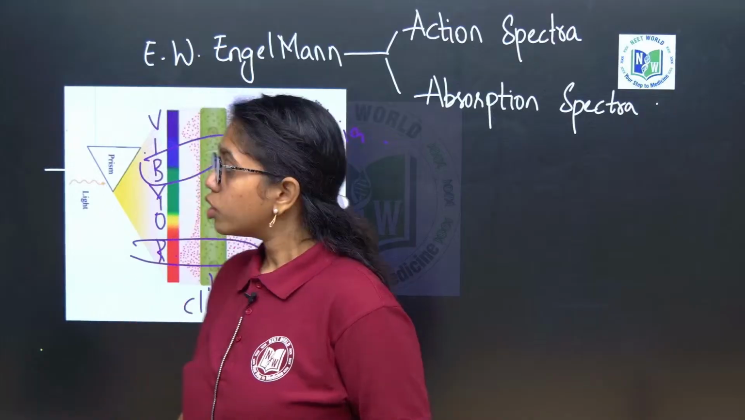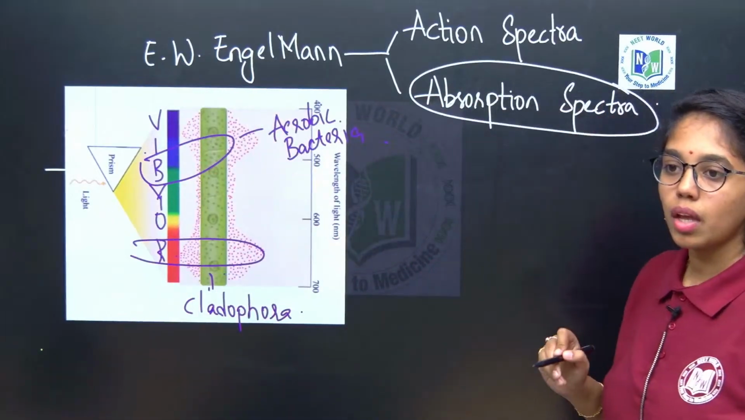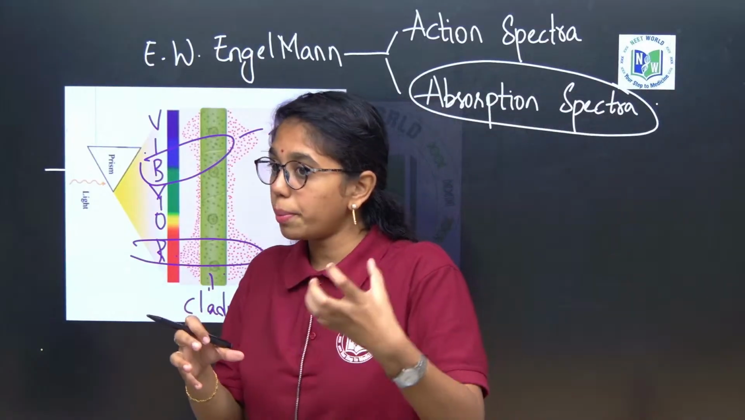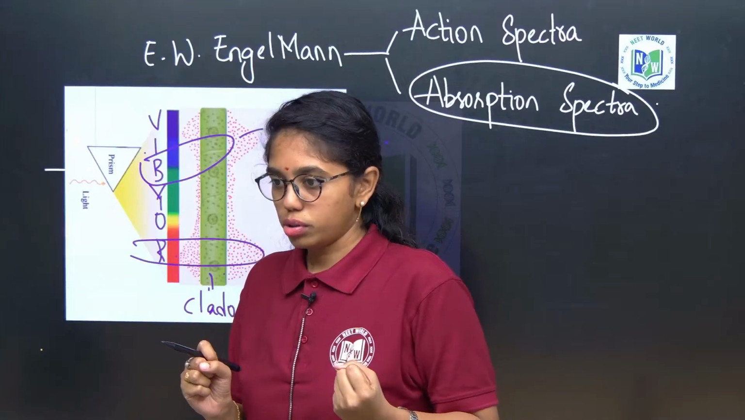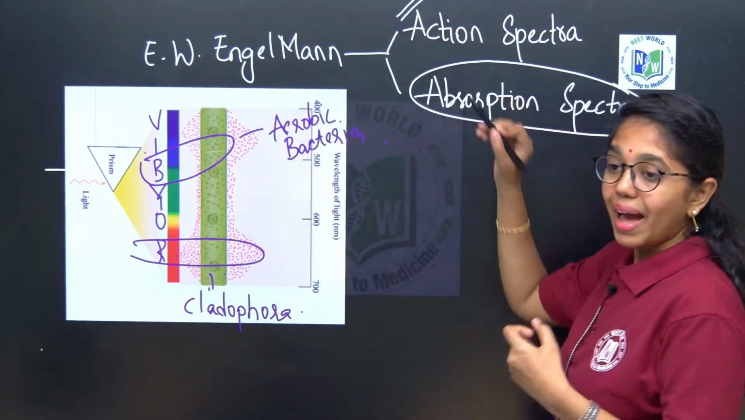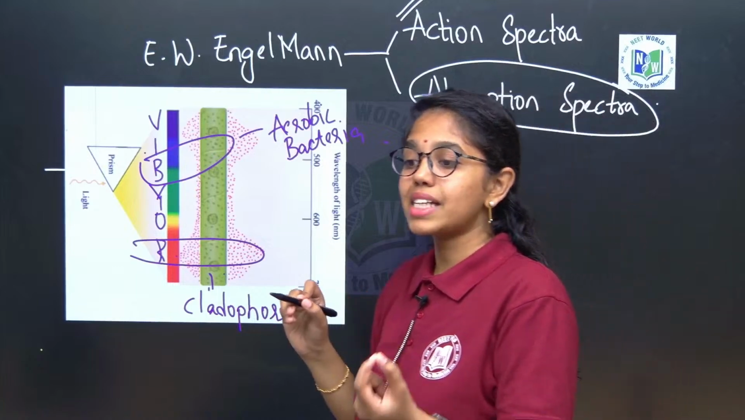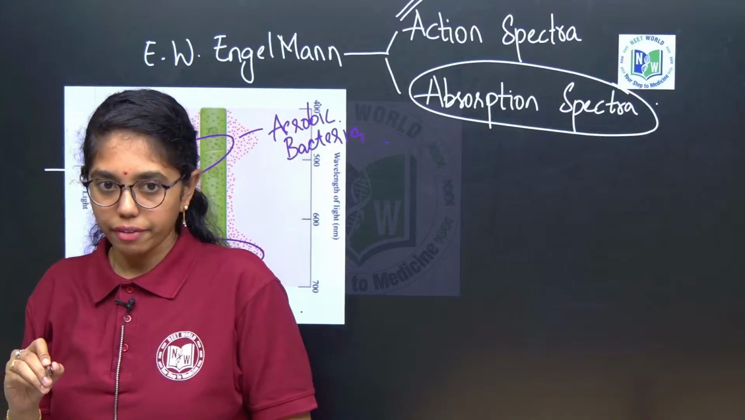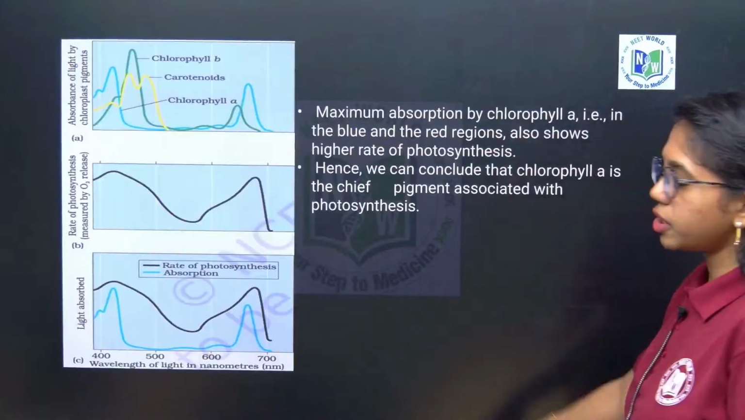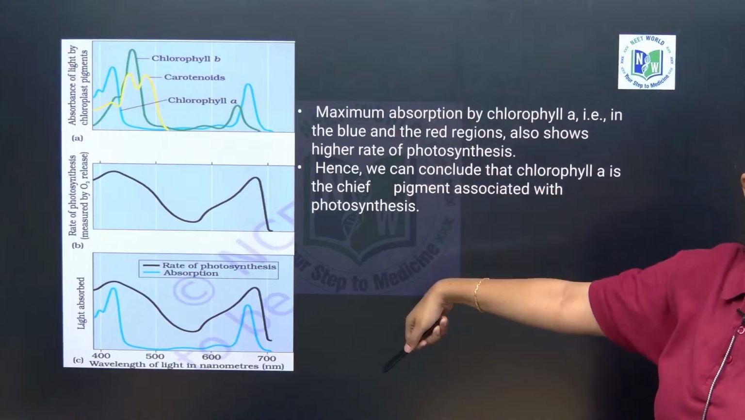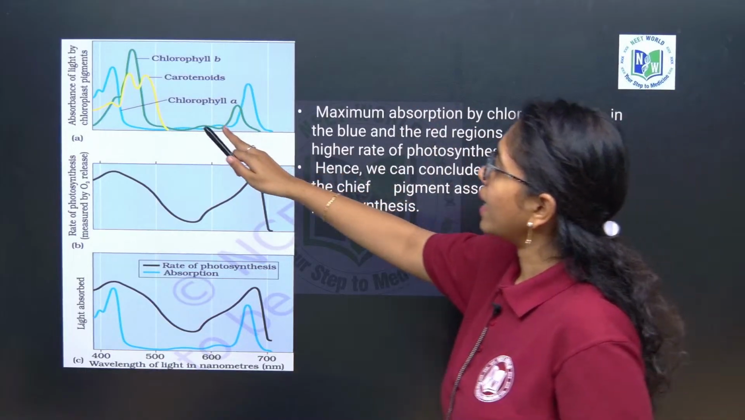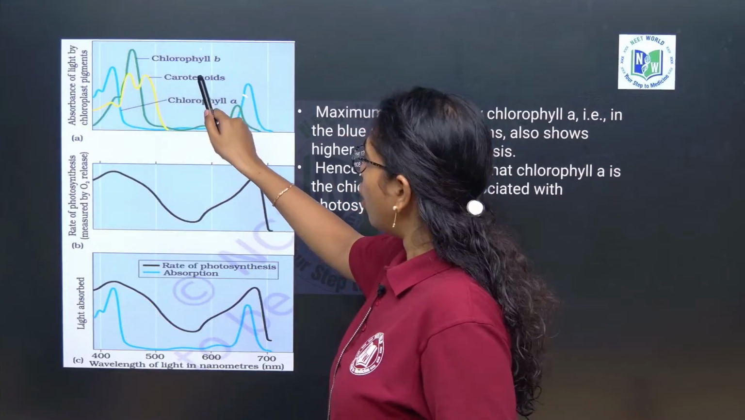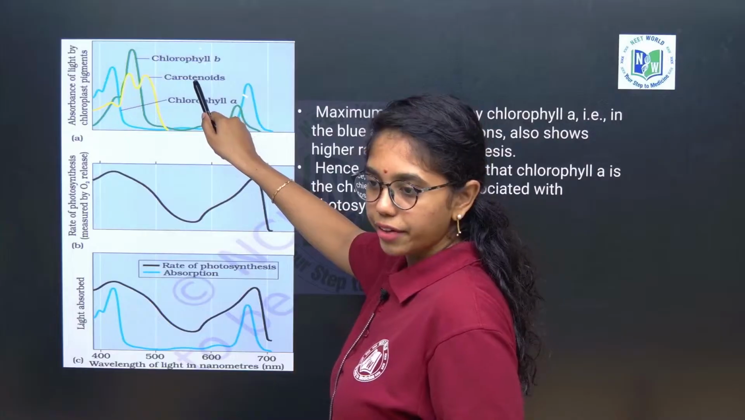So what is absorption spectra? Absorption spectra is a graph wherein you can see different pigments absorbing light at different wavelengths in photosynthesis. What is action spectra? The maximum amount of photosynthesis conducted by the pigments is projected in that graph. Now if you see both absorption spectra and action spectra in your NCERT, first in absorption spectra, you can see the core pigment and antenna pigments also: chlorophyll A, chlorophyll B, carotenoids.